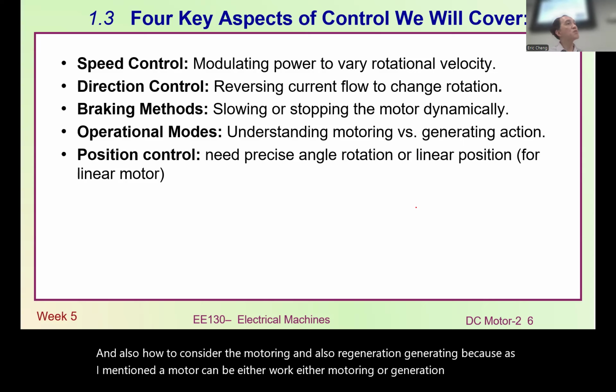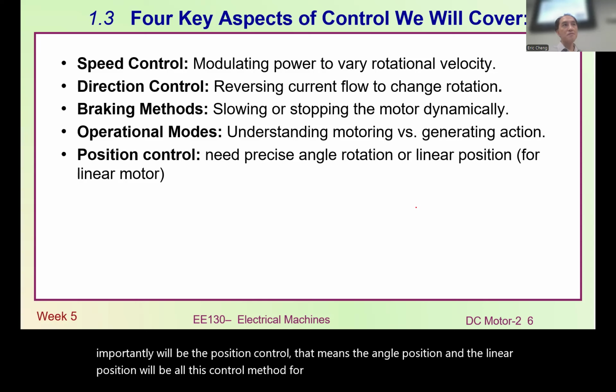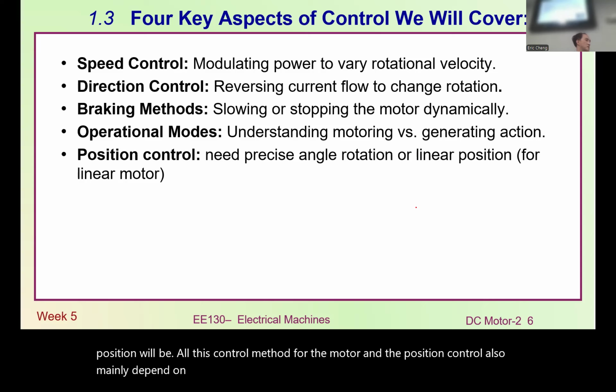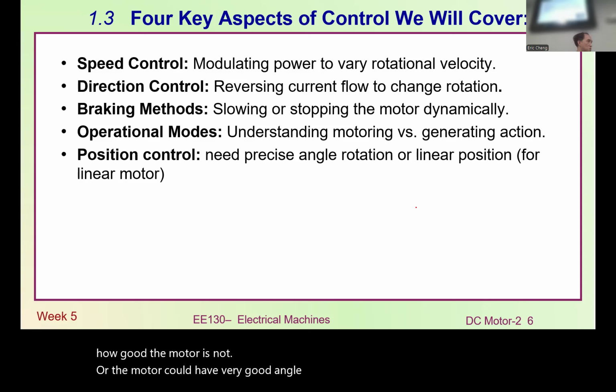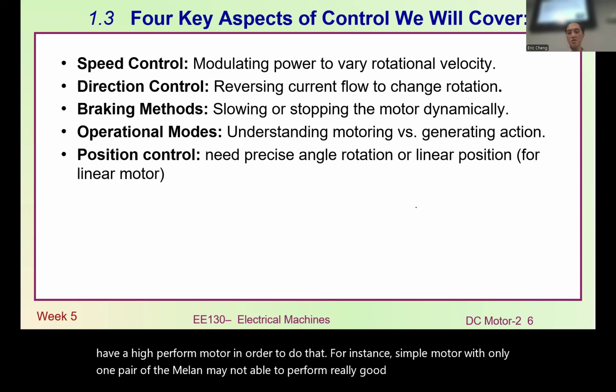More importantly will be the position control. That means the angle position and the linear position will be all these control methods for the motor. And the position control also mainly depends on how good the motor is. Not all motors could have very good angle and position control. Somehow we need to have a high performance motor in order to do that. For instance, a simple motor with only one pair of magnets may not be able to perform very good positioning. So we're going to discuss that.